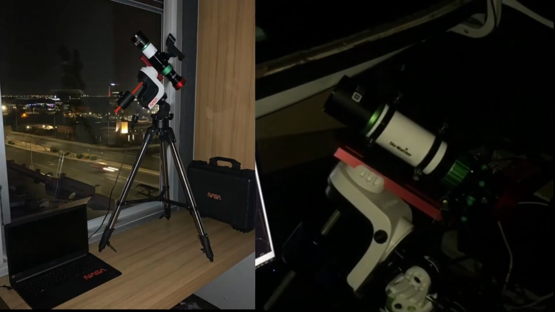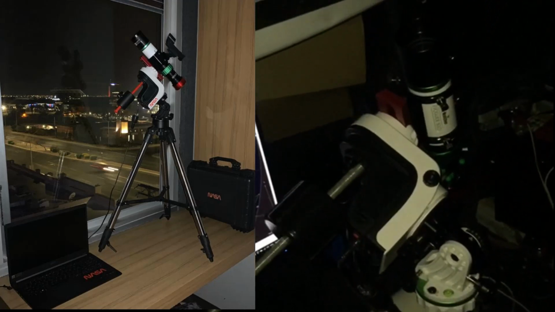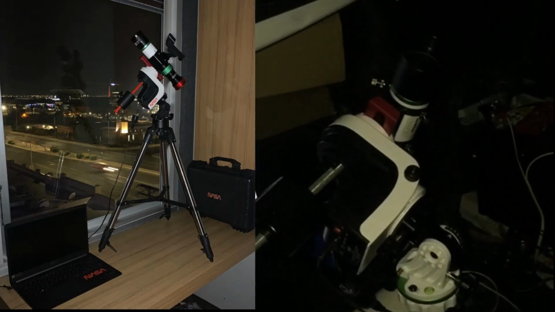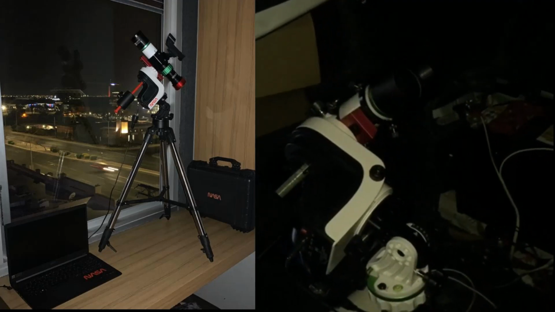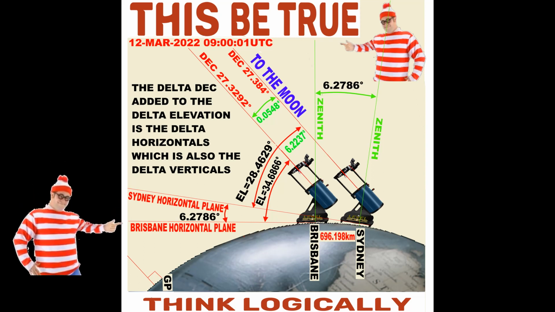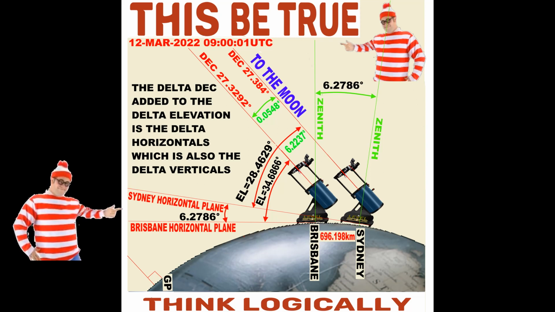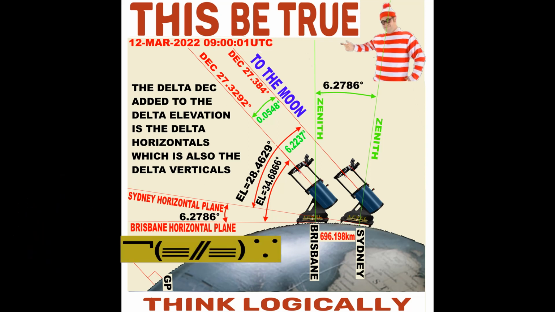Now, Wolfie and I, with our matching Uber sextants, on the night of the 12th of March 2022, we both measured the angle to the moon at 9 UTC. Now, let's get to the calculation, shall we? This is as simple as the difference in the elevations, which is 6.2237 degrees, added to the difference in the declination, which is 0.0548 degrees. That gives us a value of 6.2786 degrees, and this is how far the horizontal planes at the Uber sextants are angularly displaced from each other. It means they're not parallel, Bev.